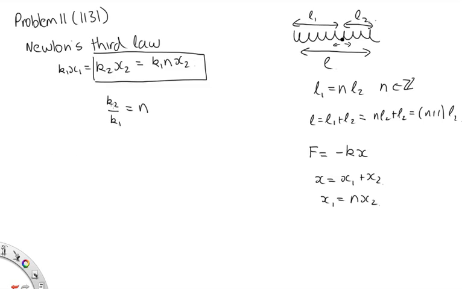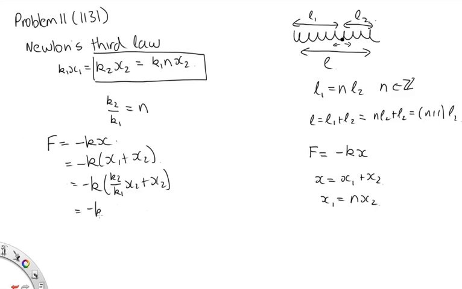Okay, now we need to try and work out what K1 and K2 are. Now, we know that if we apply a force F, we get minus Kx. And we can substitute in for x, that's x1 plus x2. And now what we can do is replace this x1 with K2 on K1 times x2, so that we have x2 as a common factor. But K2 on K1 is just n, so this is minus K, (n plus 1) x2.